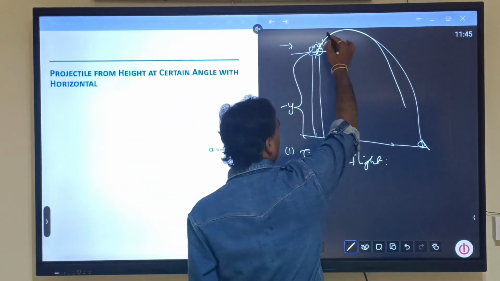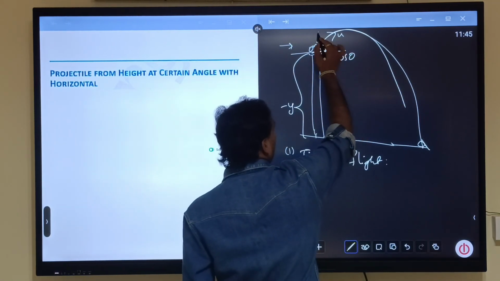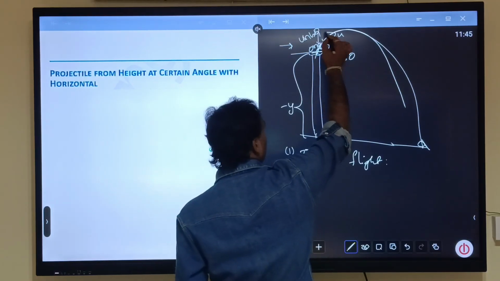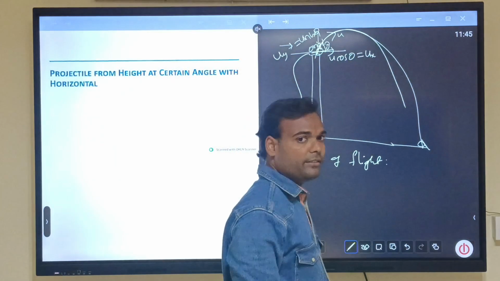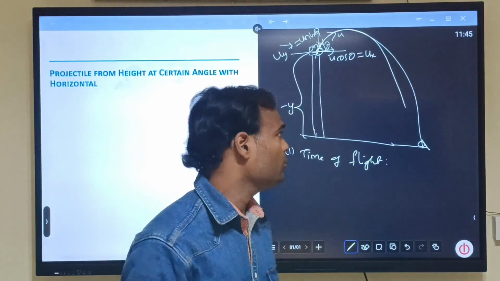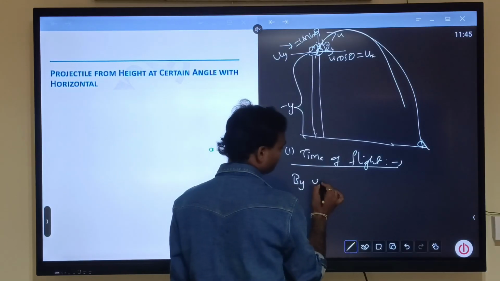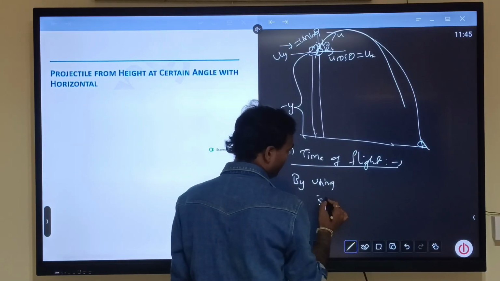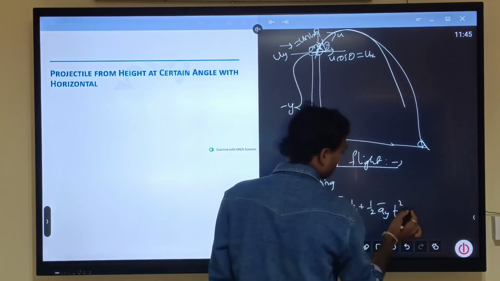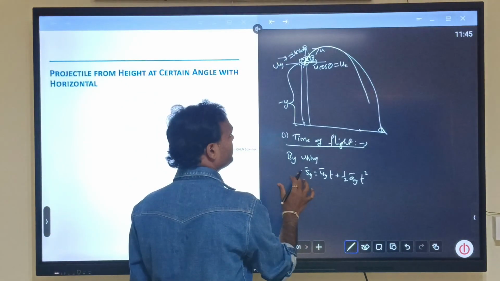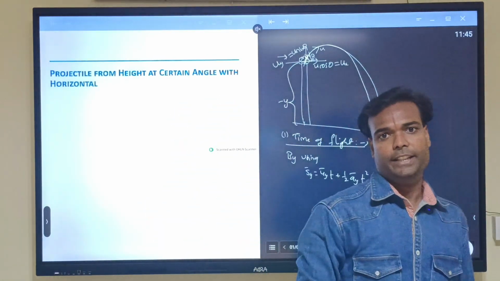Initially, let us assume it has a velocity u, which gives u cos theta and u sin theta. u cos theta is the velocity on the x-axis and u sin theta is the velocity on the y-axis: ux and uy values. Now, for finding the time of flight, we use sy = uy t + half ay t square. Only the displacement on the y-axis is required here.